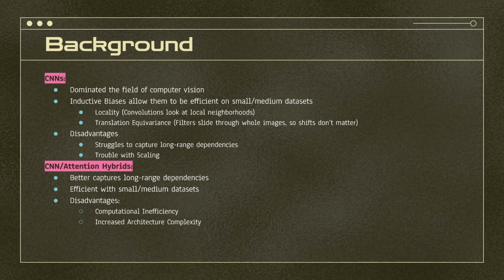However, the disadvantages: it struggles to capture long-range dependencies, and it struggles with scaling. So we added on to CNN and attention hybrids, and this is better for capturing long-range dependency, and it's still efficient with small and medium data sets. The disadvantage, though, is it's computationally inefficient. You are having two different architectures, and both of them have their different costs. And with two different architectures, it increases the architecture complexity.